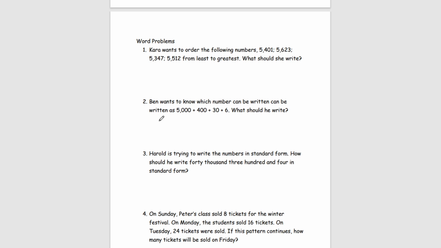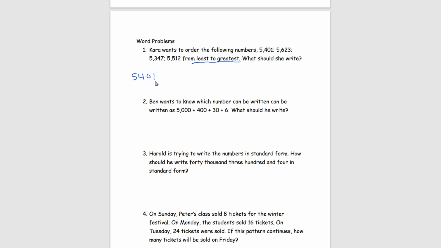Moving on to our word problems. Kara wants to order the following numbers: 5,401, 5,623, 5,347, and 5,512 from least to greatest. What should she write? Since we're trying to get the numbers from least to greatest, a way we can do this is to write all the numbers out first.